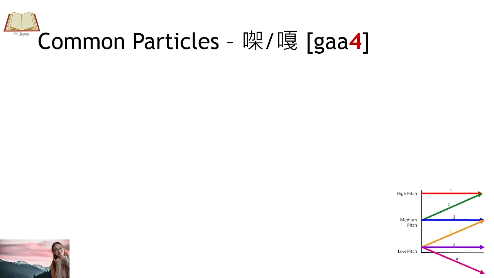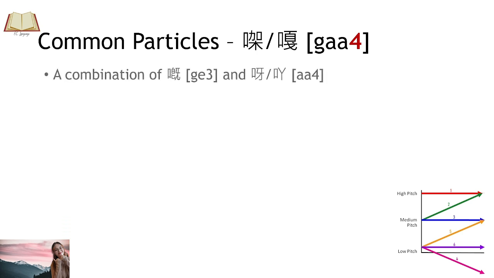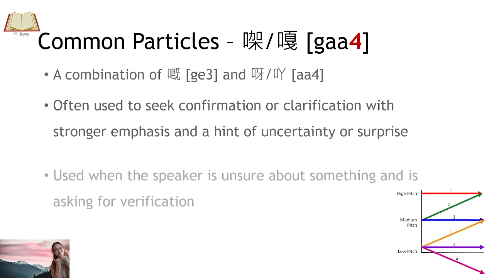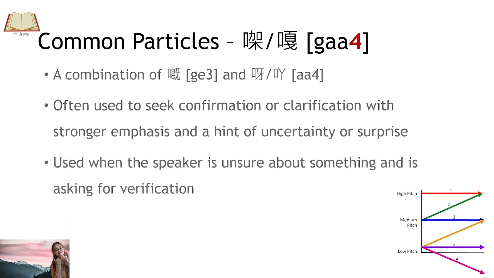The last particle we are looking at in this video is ga in the fourth tone. Again, there isn't an official way to write this character, although the latter is more commonly used on various websites. You might have guessed already, this is a combination of ge, which I previously introduced, and the one I just introduced. To recap, ge is generally used to emphasize the certainty of a statement. Refer to my previous video regarding this. Therefore, ga is used to seek confirmation or clarification of something with more emphasis and a hint of uncertainty or surprise. This is used when the speaker isn't certain of something, so is asking for verification. It can also be used in a rhetorical question.